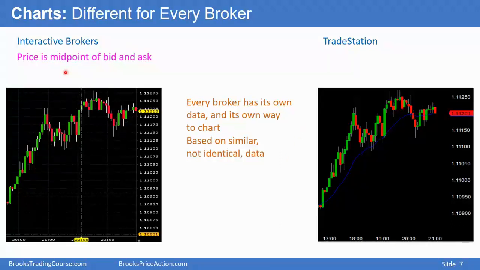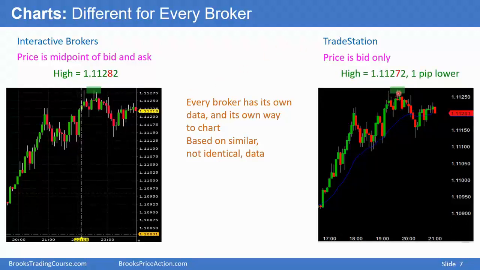Also, the default chart for Interactive Brokers is the midpoint between the bid and the ask. And for TradeStation, it's the bid only. The chart ignores the ask, and therefore that also accounts for differences between the charts and the prices. You can see over here for Interactive Brokers, look at that high. And then here's the same time for TradeStation, and this is 1 pip lower than the price for Interactive Brokers.